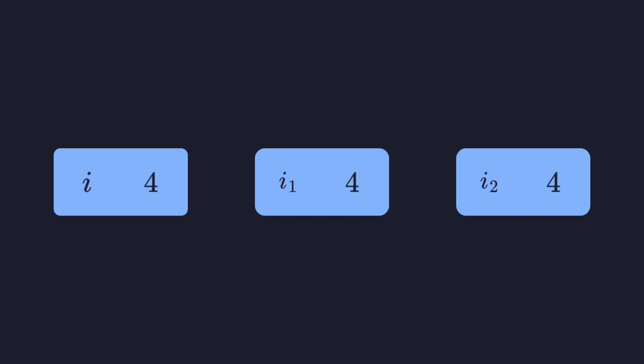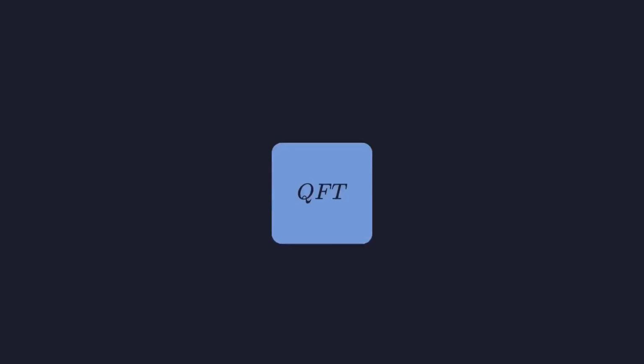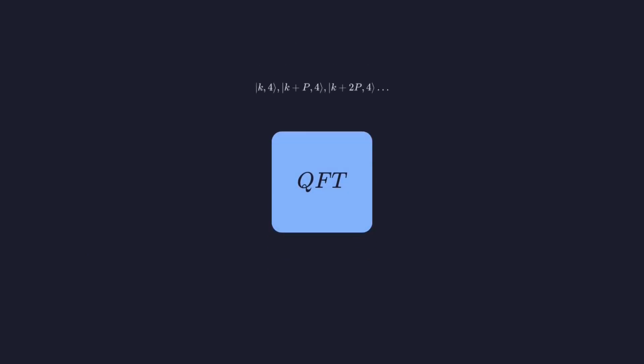Now we can't read the superposition directly, however we know all our values are p apart, thus we'll use a quantum Fourier transform. When we supply this Fourier transform with a specific frequency, it will output superpositions with multiples of that frequency. For our case, we'd get these values.